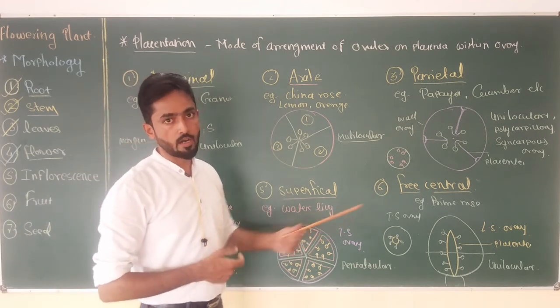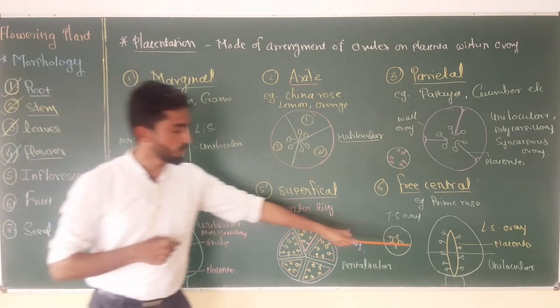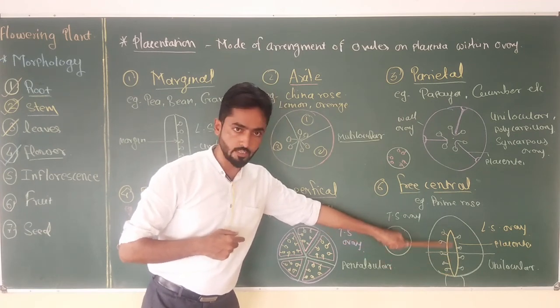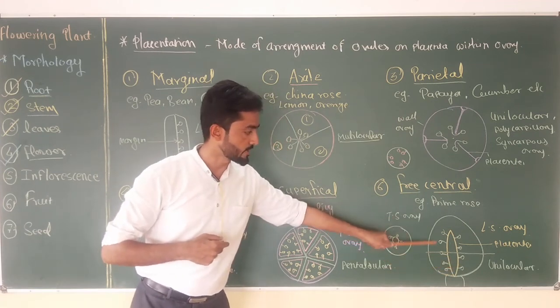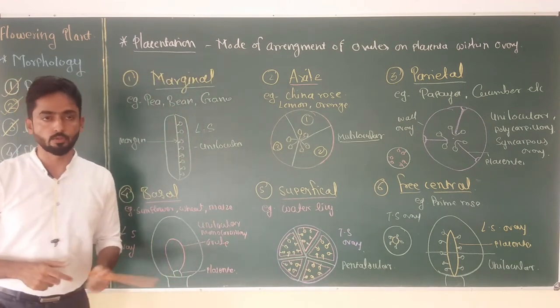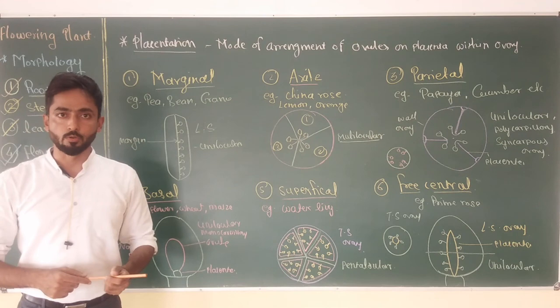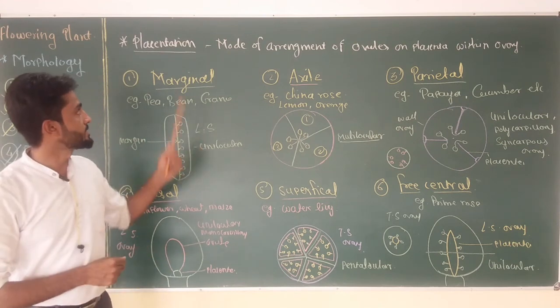And the last type is free central, in which a single placenta is produced at the center of the ovary, and then ovules are arranged on it freely. So it is called as free central. Example of the free central is primrose. So this is all about the placentation.